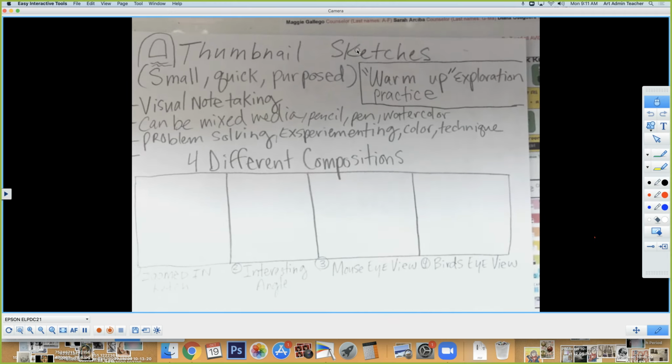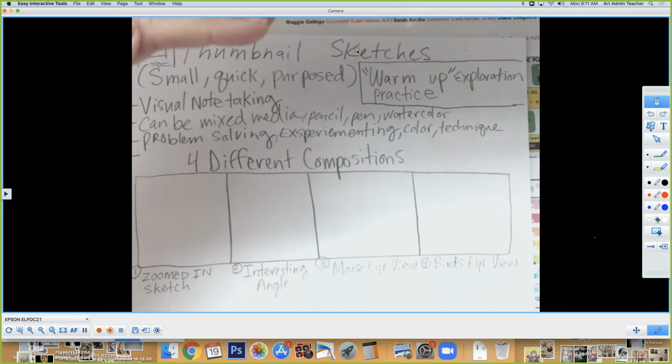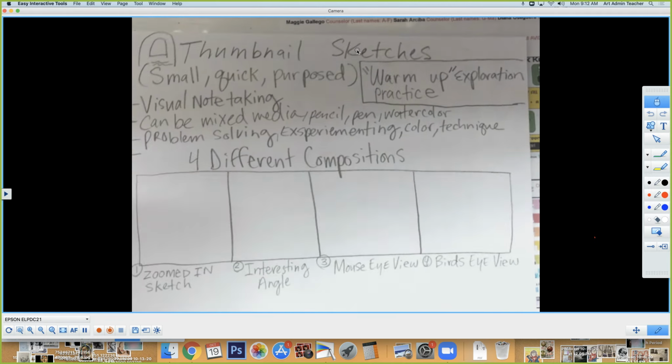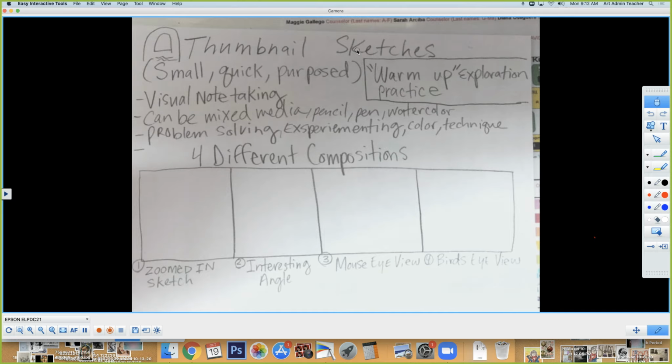Okay, so last week we talked about thumbnail sketches. I'm having to put a little shadow over this so you guys can see it properly. I don't know why. Everything is blocking. There we go.